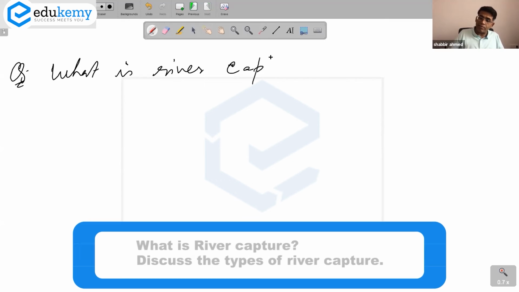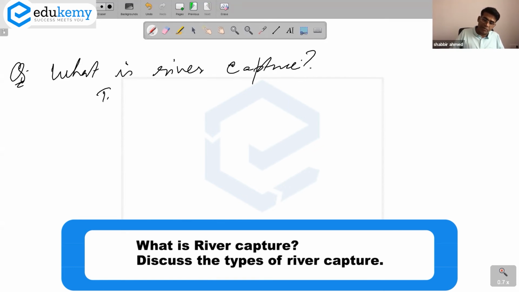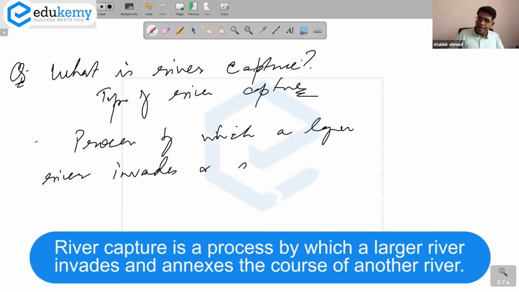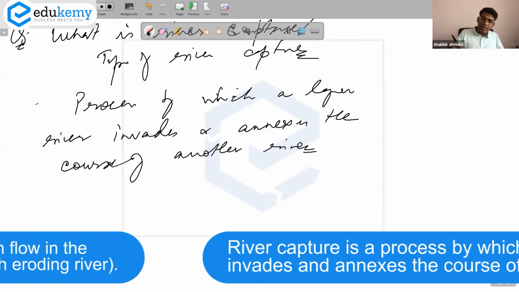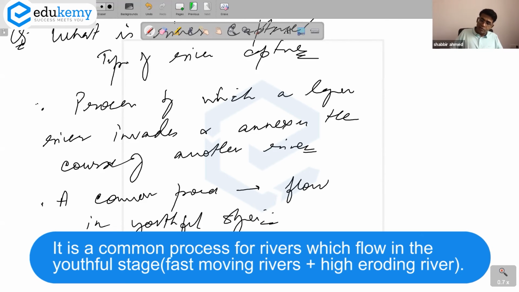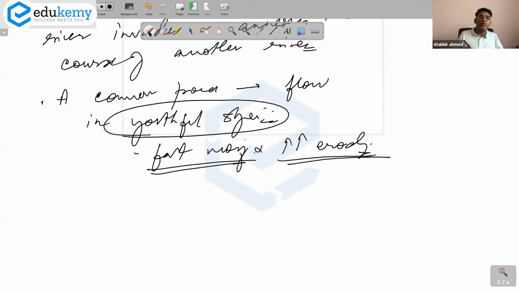So what is river capture? And discuss the types of river capture. What is river capture? It is the process by which a larger river invades and annexes the course of another river. You define it. River capture is a common process for rivers which flow in the youthful stages, basically a fast moving river and a highly eroding river. Now, in terms of the ways by which it captures, there are three ways.